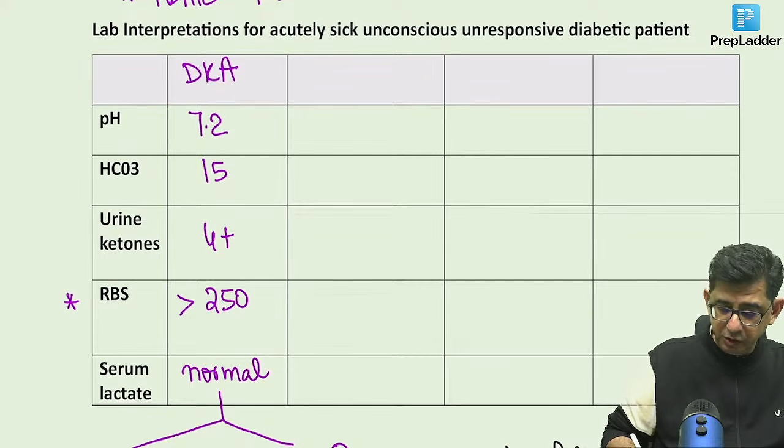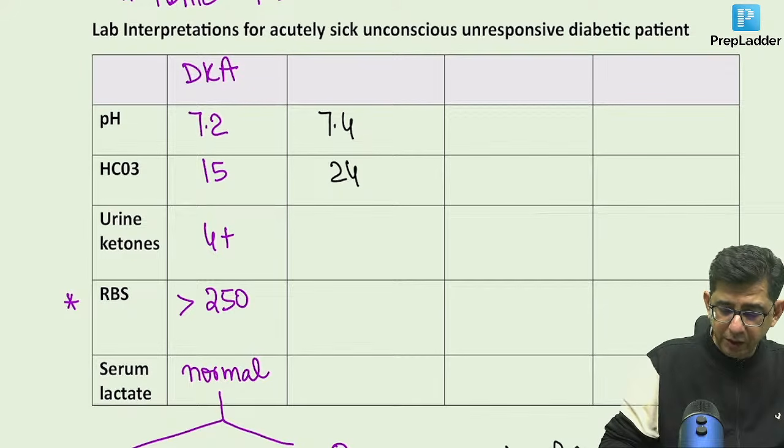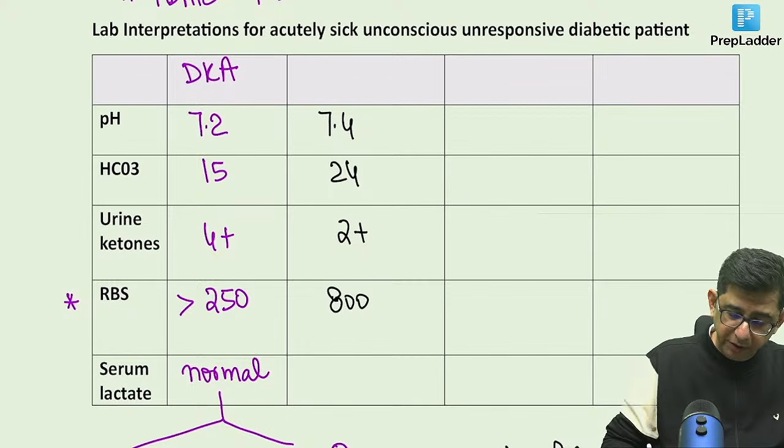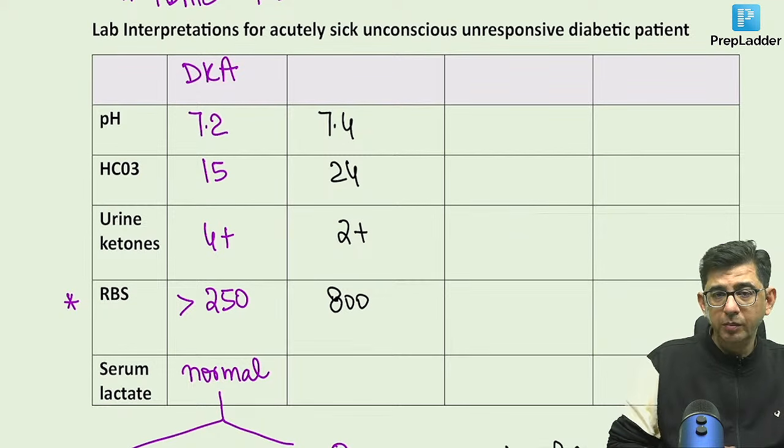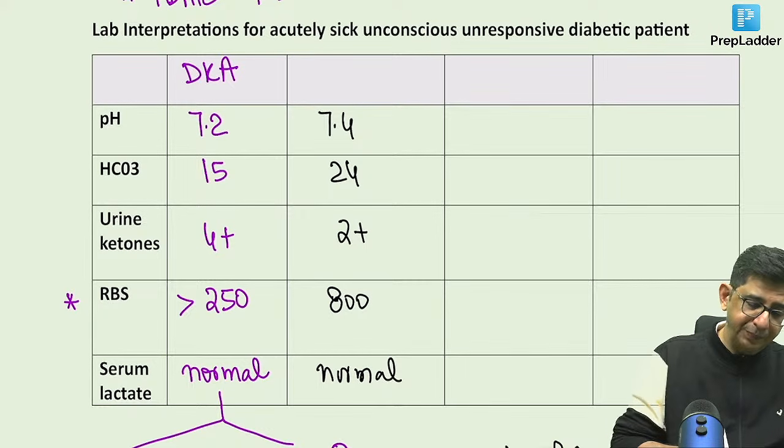I'll just change the situation as they've done in the paper. I'll use a different color to highlight it. The pH of the blood is 7.4. Bicarbonate is 24. Ketones are, let me say, 1 plus, or let me increase it. Ketones are 2 plus. Blood sugar of the patient is very high, let me say going up to 800, and serum lactate in the patient is normal. Can I have the answers, please?